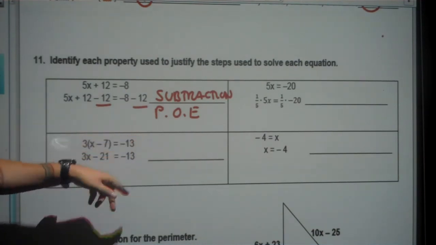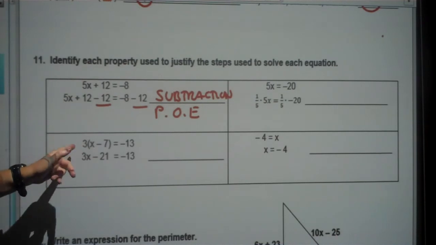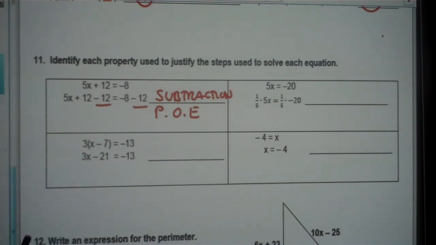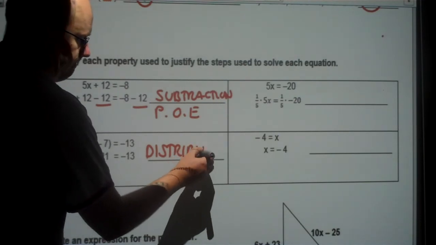This one looks like a fairly easy one to figure out. Nothing changed on the right hand side, it's the left hand side that changed. 3 times x, 3 times 7. I multiplied out, so this would be your distributive property.